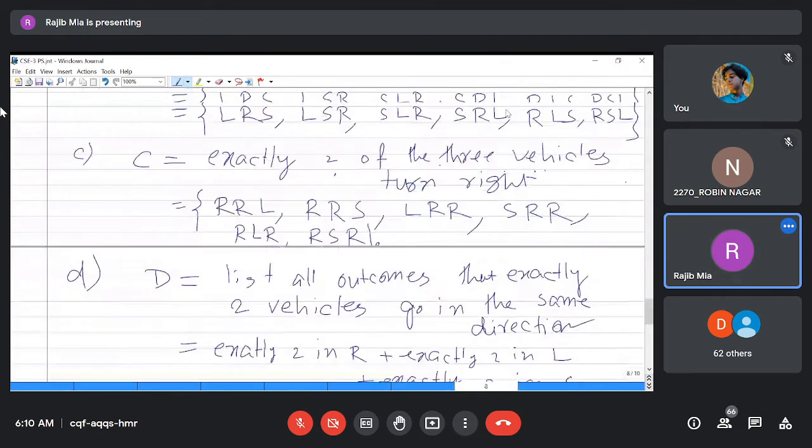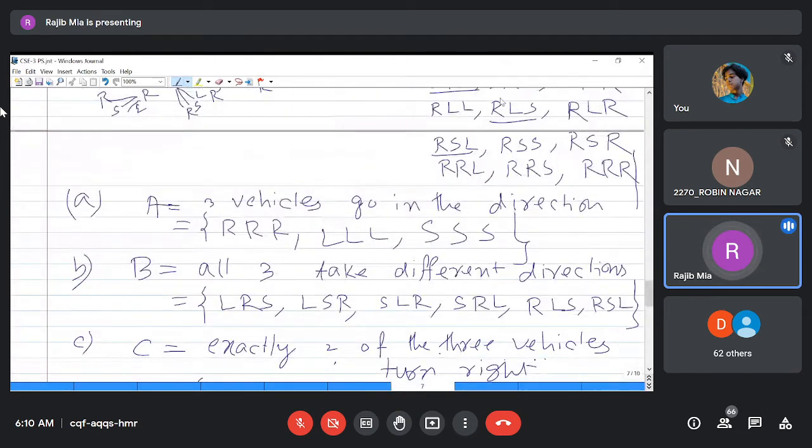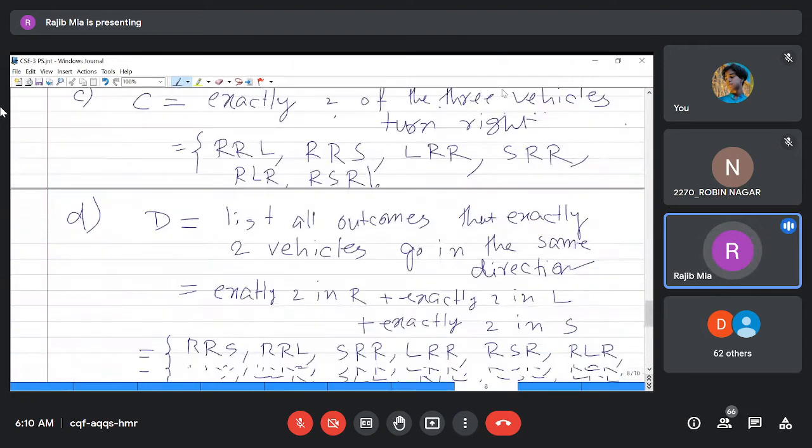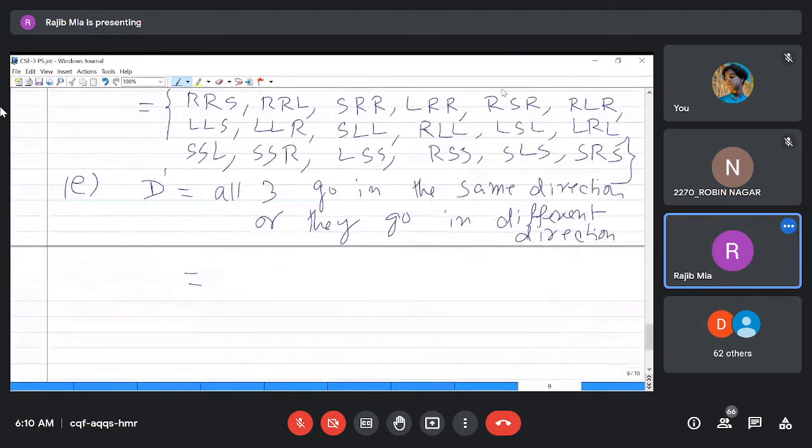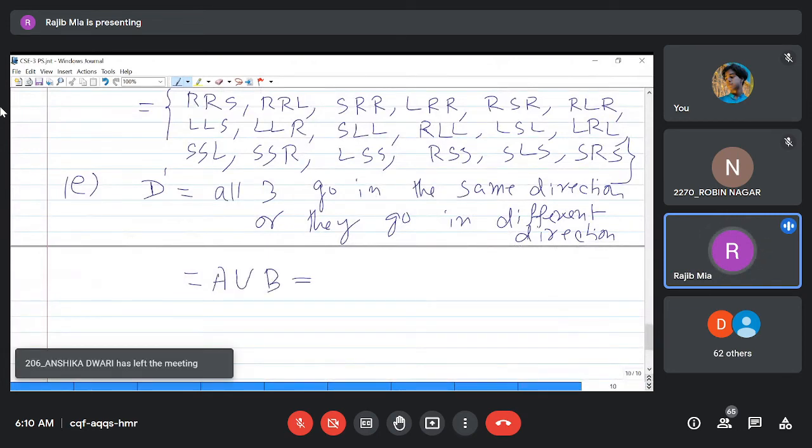That is A. All three vehicles go in the same direction. The event A, and B means all three take different directions. So actually D complement means A union B. See this? A union B. D complement means that. Then you can find the union of these two sets A and B.